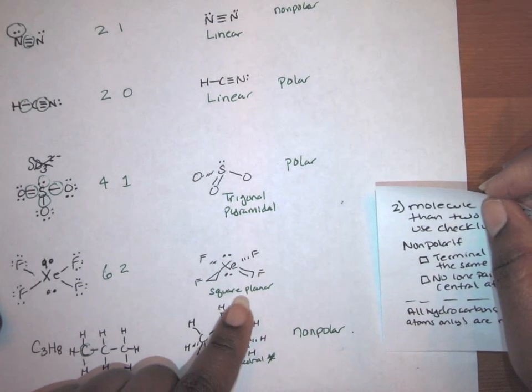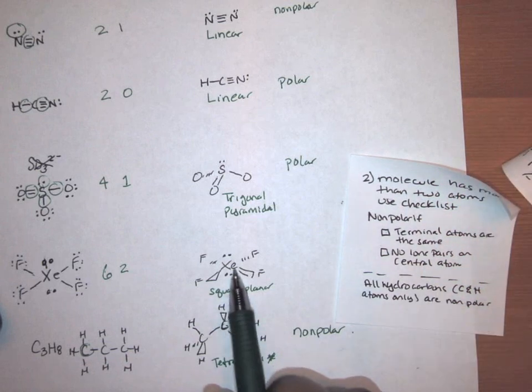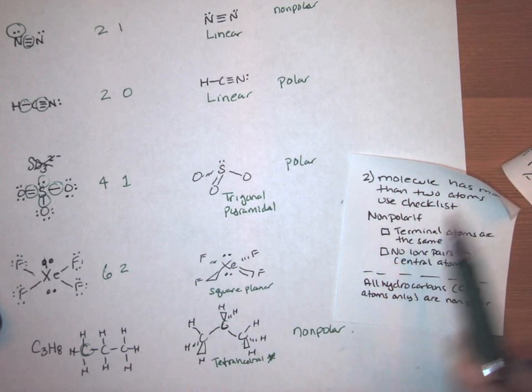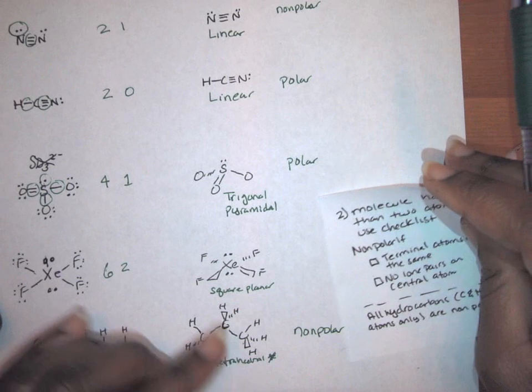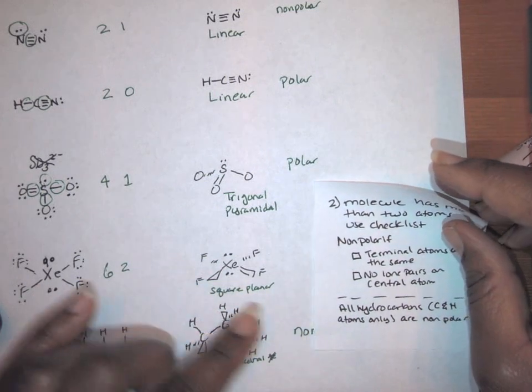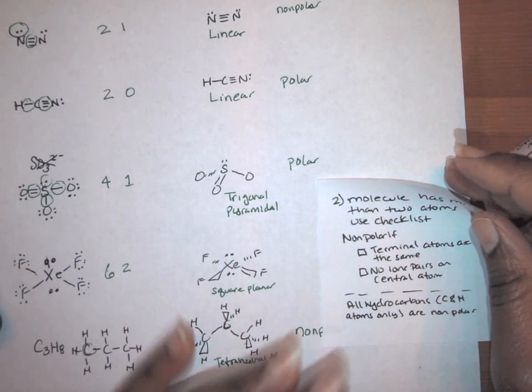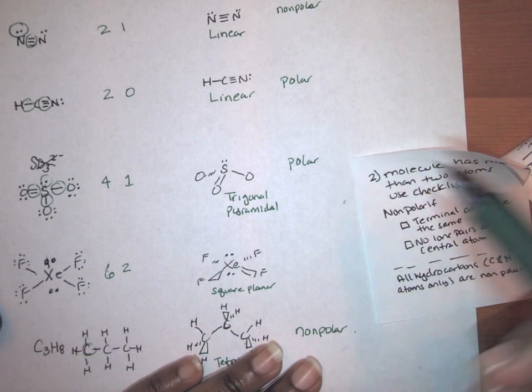All right, finally, let's go back to this one here. So this is an example where the shortcut of this checklist doesn't work. If we were to use this checklist, we would say, oh, all the terminal atoms are the same, no lone pairs in central atom. Oh, there are lone pairs in central atom. Well, clearly this is polar.